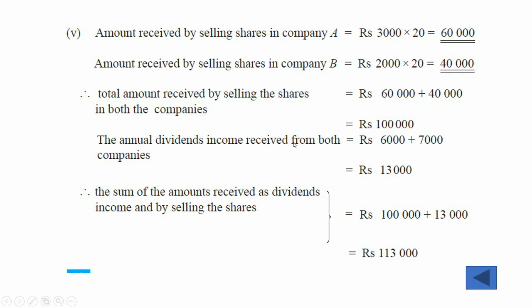The annual dividend income received from both companies: company A 6,000, company B 7,000. The total dividend income is 13,000. Adding the selling value and the dividend value, the total income is 113,000. That is 1 lakh plus 13,000, so 113,000.